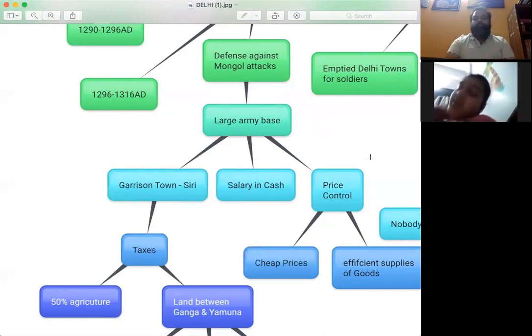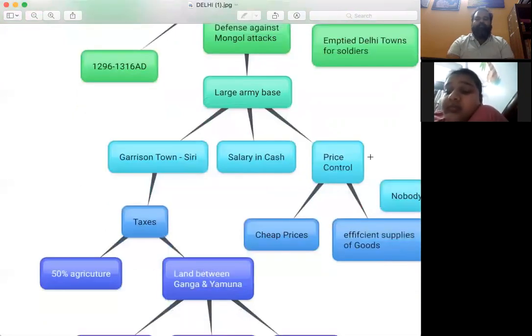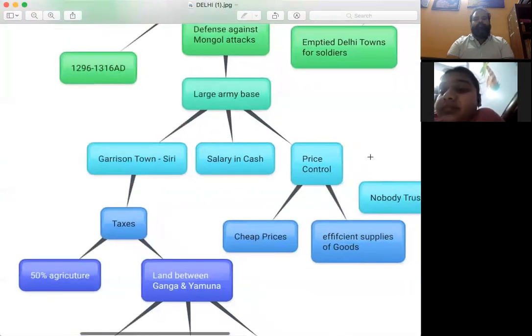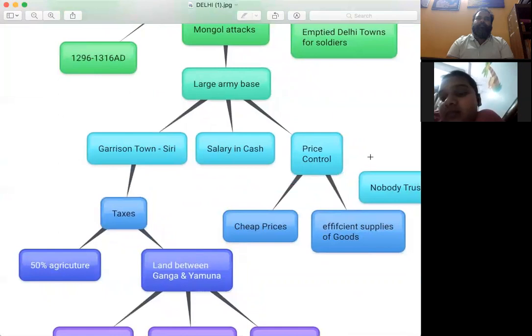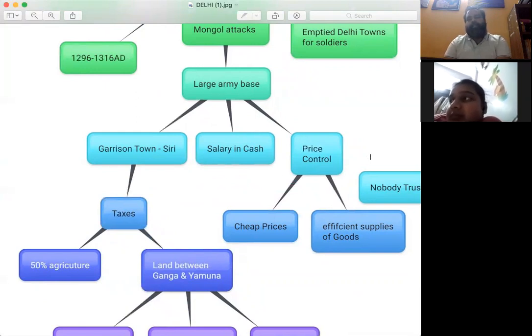Then he used to pay the salary in cash, in the sense of coins, precious coins of that time. And he used to have price control over things. What happens is that those army people will go and buy stuff from local merchants, local grocery shops of those times. Those merchants can increase the price of things, and if they increase the price, then this salary will not be enough for these people to buy.